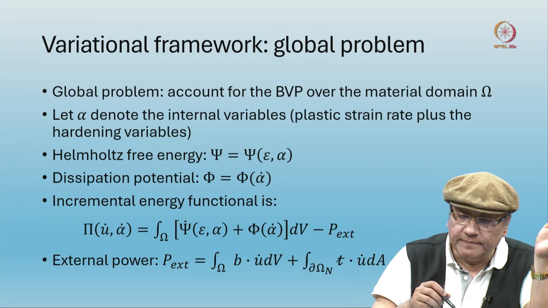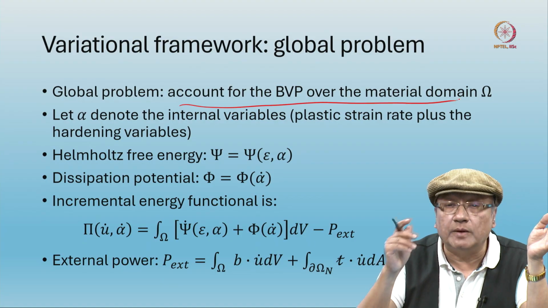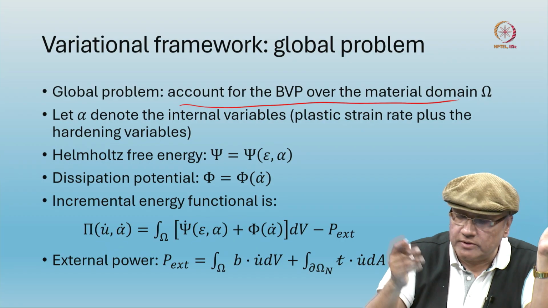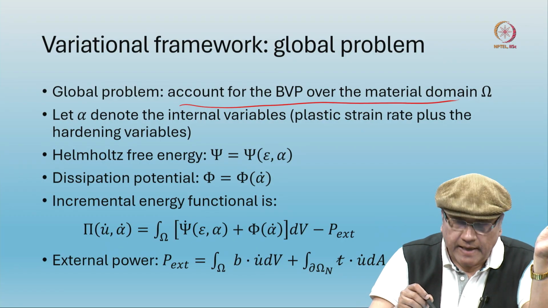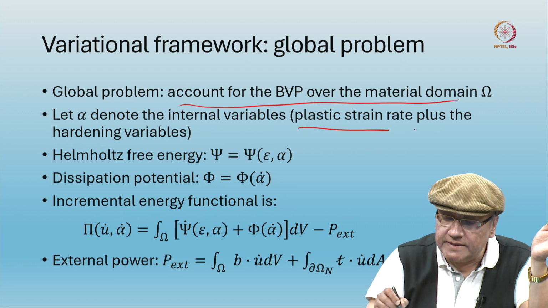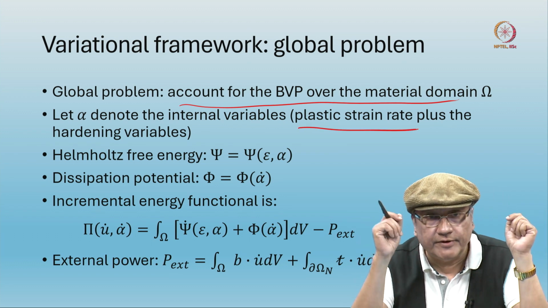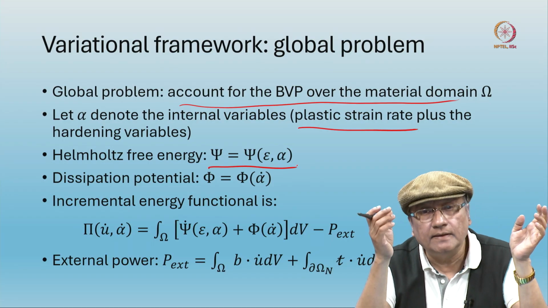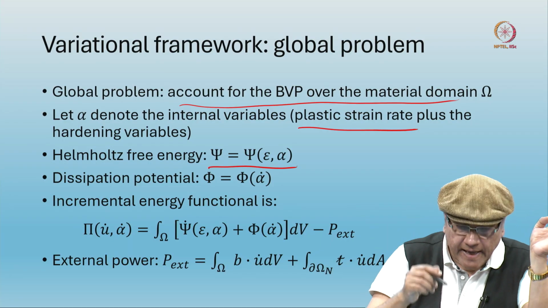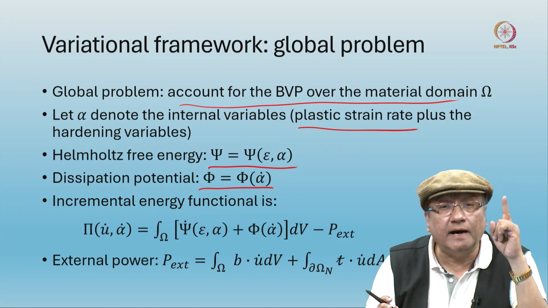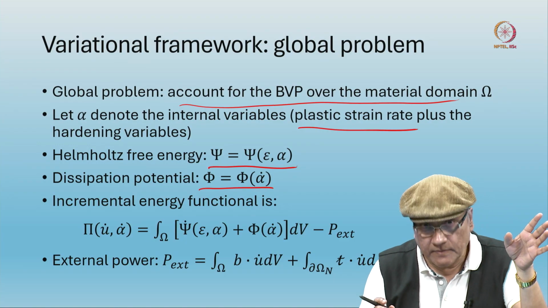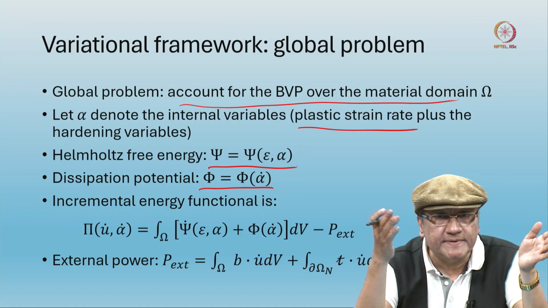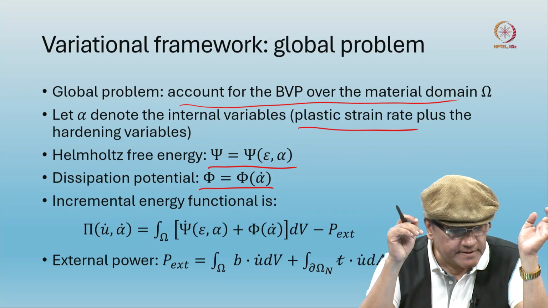So the global problem is the entire boundary value problem over the material domain omega, right. So alpha is the set of internal variables, as we have been saying, plastic strain rate plus the hardening variables. The Helmholtz free energy is a function of epsilon and alpha, right, and the dissipation potential is a function of alpha dot only, okay, because you can think of alpha dot to be equal to epsilon p dot in most cases.